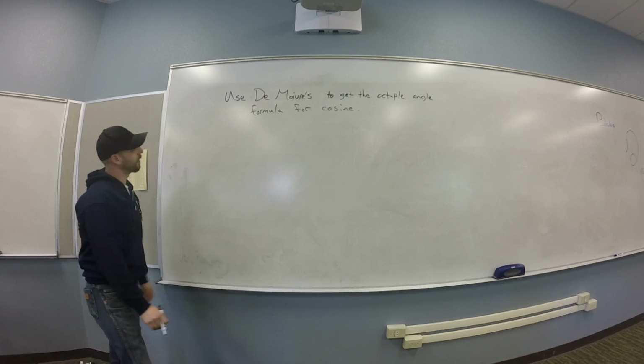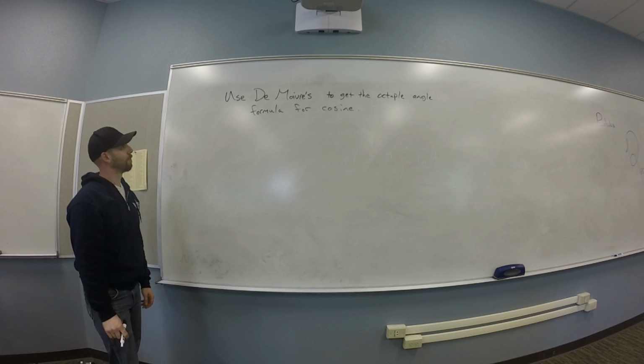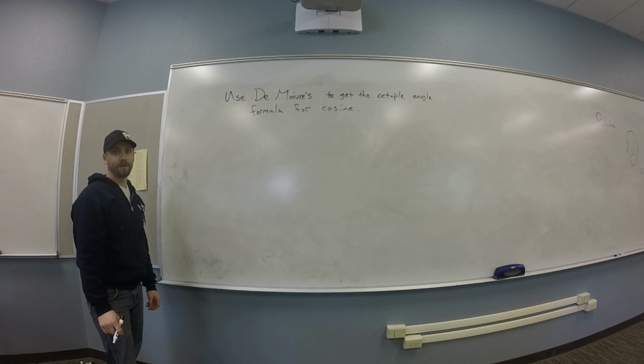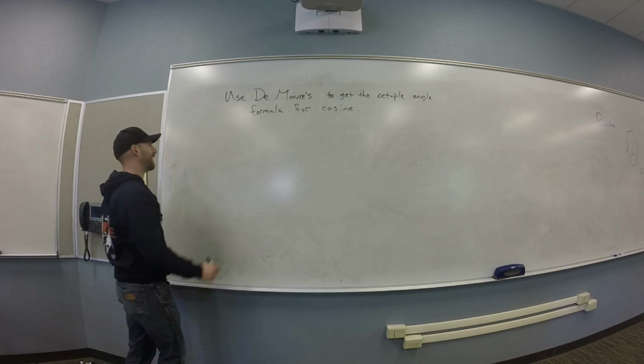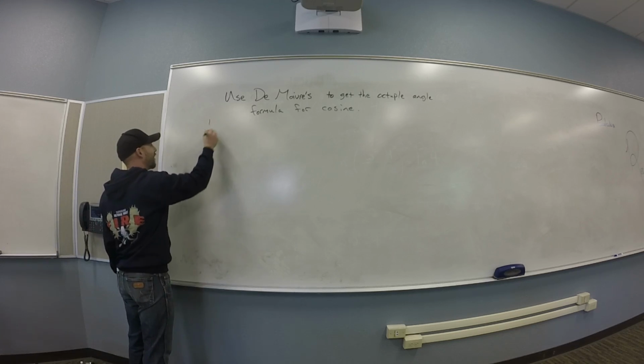All right, so let's try to use de Moivre's to get the octuple angle formula for cosine. Okay. Oh my God. No, wait, never mind. I thought it was an oh my gosh moment, but it's not. No, it kind of is.